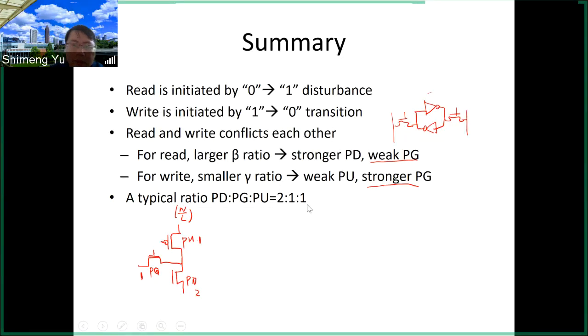And this can be for your L3 cache. Because here this is like a minimal size, minimal W over L ratio. And then for the L3 cache, you want a larger capacity. That means each cell should be minimal size. So this can be the L3 cache. Minimal W over L ratio like 2:1:1.